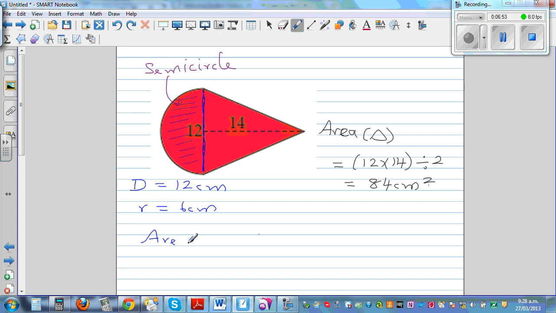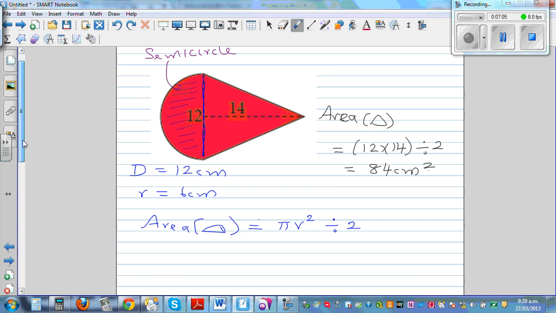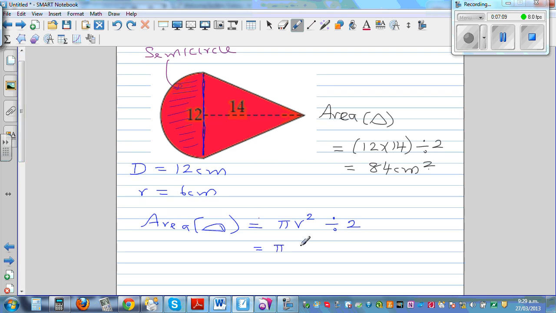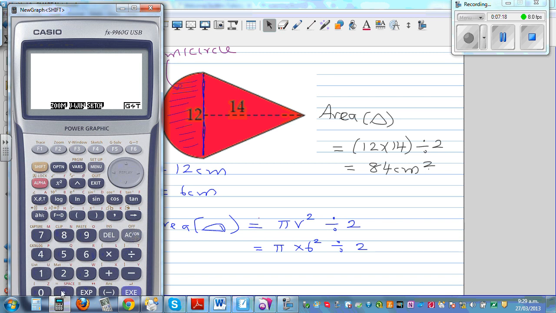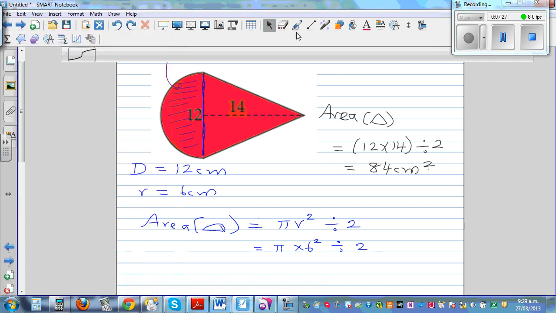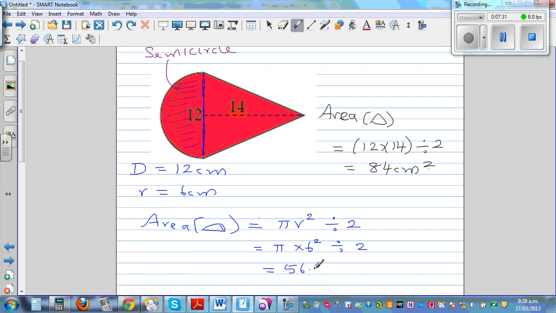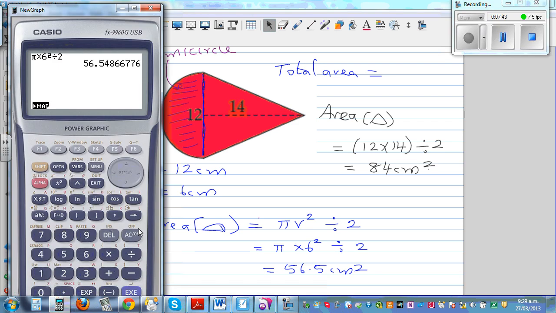And so the area of the semicircle would be the area of a circle, which is pi times r squared, divided by 2, because you're finding half the area of the circle. That is pi times 6 squared divided by 2, which is 56.5 centimeters squared. So the total area would be 84 plus 56.5. Let me use the calculator: 56.5 plus 84 is 140.5 centimeters squared.